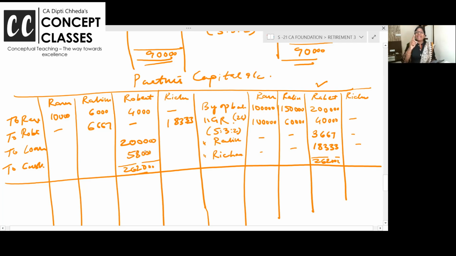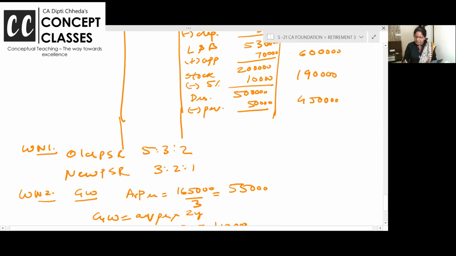So how much cash are we paying to Robert? 58,000. In the balance sheet we can write, bank balance is given to you. Cash in hand and cash at bank, so you can do it in the bank. 1 lakh minus Robert 58,000. Keep it open. Robert's account.